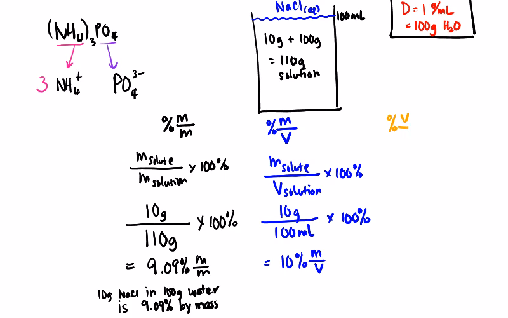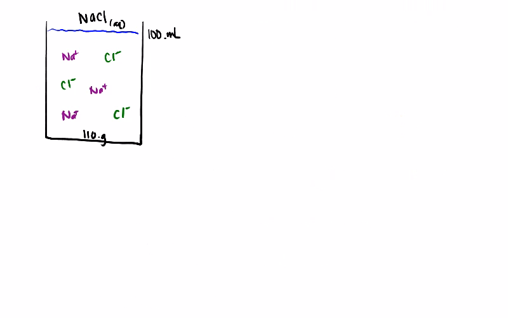In some solutions, you can calculate the percent of volume over volume. However, because sodium chloride is a solid, we don't really know the volume. So we don't use volume for this type of solution. But you can use the volume percent if you have, for example, a vinegar and water solution where the solute and the solvent are both liquid.